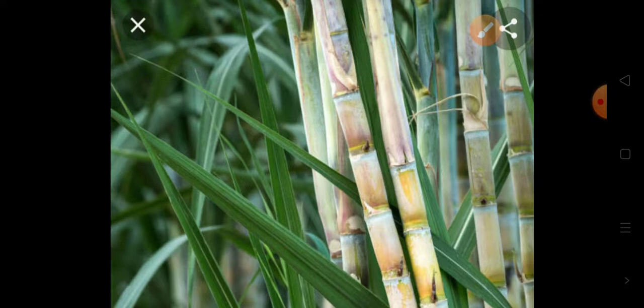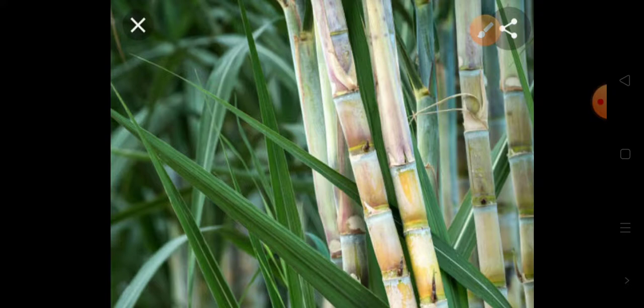Similarly, the stem carries the food. The stem of a sugarcane is shown in front of you. Okay. The stem carries the food made by the leaves to different parts of the plant. The food prepared by the leaves is carried by the stem to different parts of the plant.